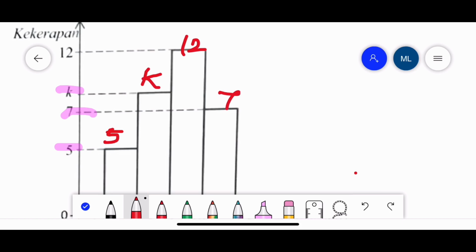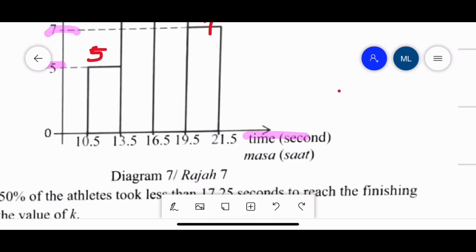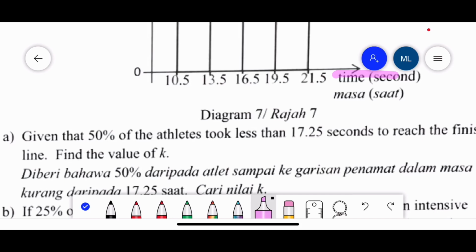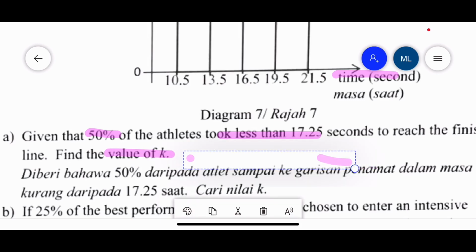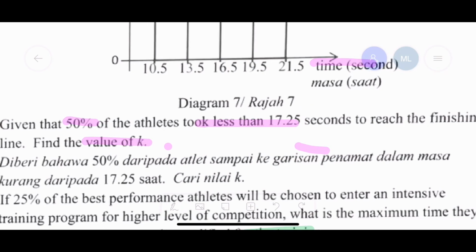So firstly, you have to label the frequency first. So for the first class interval, there are 5 runners, followed by K and 12 and 7. So you are given the lower boundary and upper boundary. Okay, let's see question A. 50% of the athletes took less than 17.25 seconds to reach the finishing line. Find the value of K.